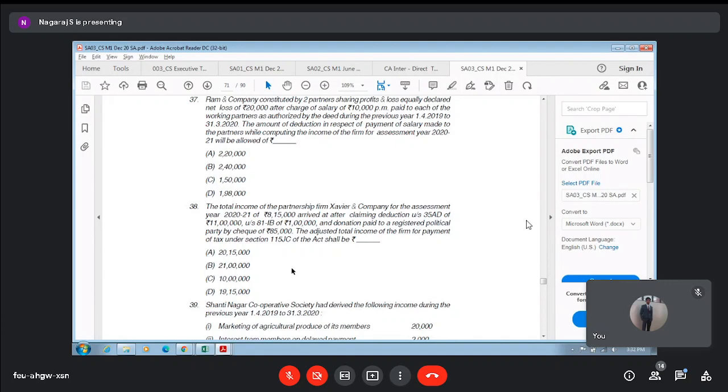Sir, I have a doubt: why have they given it as arriving after claiming the deduction? Before claiming it should be, right? If you add these, you will get the before figure. This is the total income after claiming these deductions. In a sense, they have reduced it before. Obviously, while calculating the total income, you should reduce. Yes, sir, now understood. It's 21 lakh.